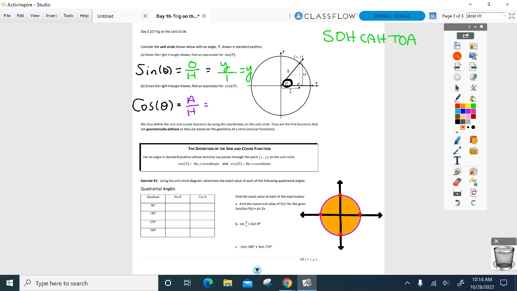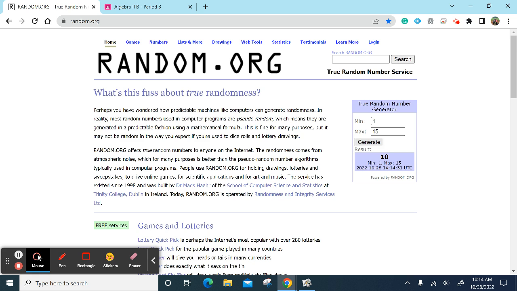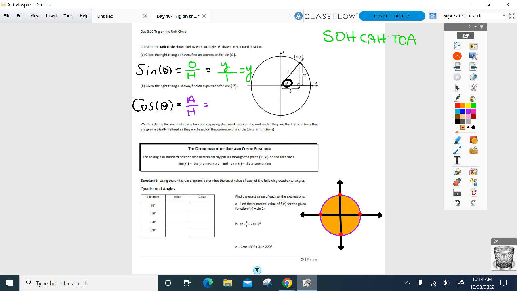All right, what side did we label as adjacent? What side did we label as hypotenuse? 10. What side did we label as the adjacent side to theta? Would be the 90 or the 1? No, 1's the hypotenuse. X. You good? And what's still the hypotenuse there? 1. So then it would just be X. So the cosine is just equal to X.